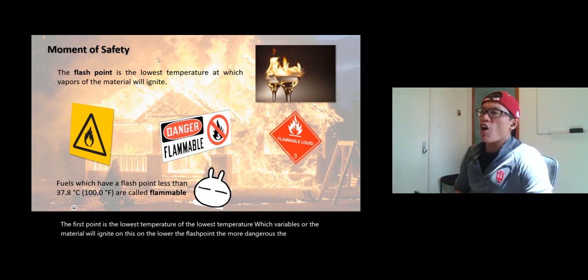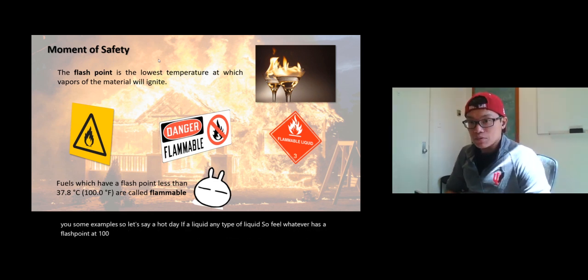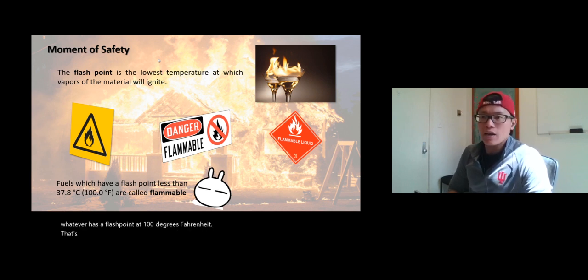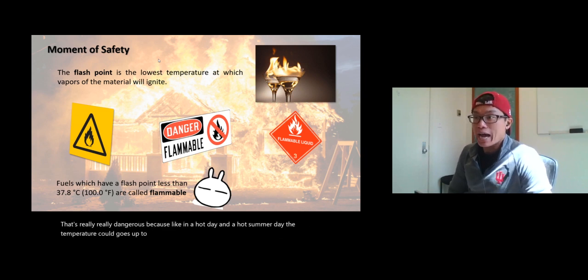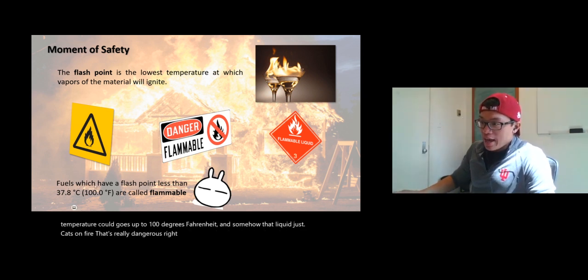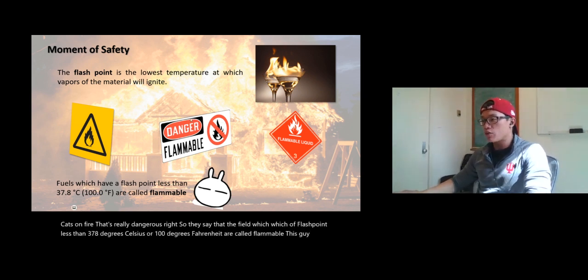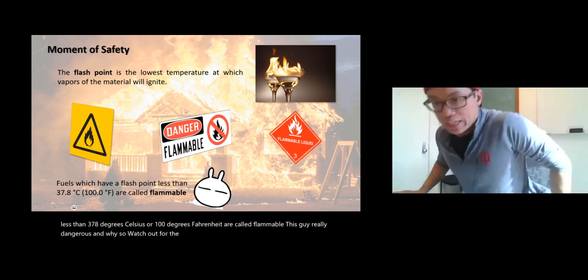Give you some examples. So let's say a hot day. If a liquid, any type of liquid, so fuel, whatever, has a flash point at 100 degrees Fahrenheit. Well, that's really, really dangerous because in a hot summer day, the temperature could go up to 100 degrees Fahrenheit, and somehow that liquid just catches on fire. That's really dangerous, right? So they say that the fuel with a flash point less than 37.8 degrees Celsius or 100 degrees Fahrenheit are called flammable. This guy is really dangerous. All right, so watch out for any liquid that has a low flash point.